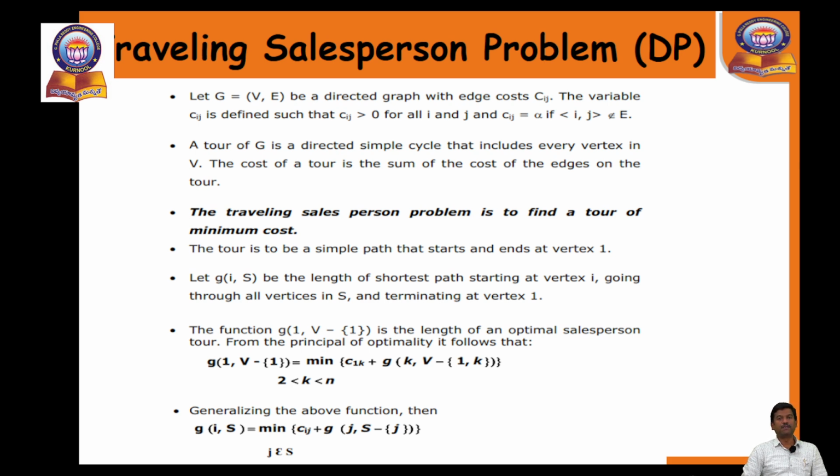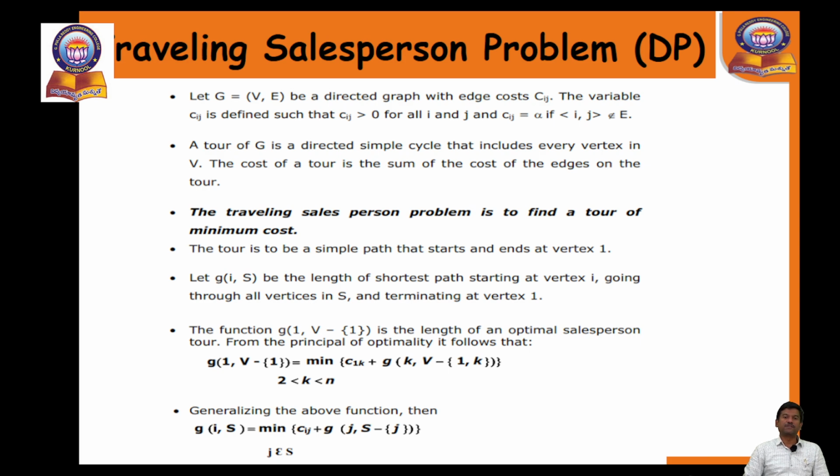And actually the traveling salesperson problem can be defined as follows. Let G = (V, E) be a directed graph with the edge cost provided by c_ij, where c_ij is greater than 0 for all i and j, and c_ij is set to infinity if there does not exist an edge between i and j. A tour of G is a directed simple cycle that includes every vertex in V.